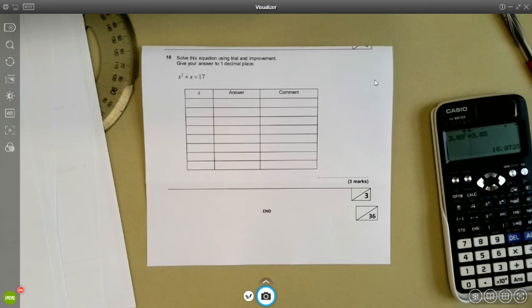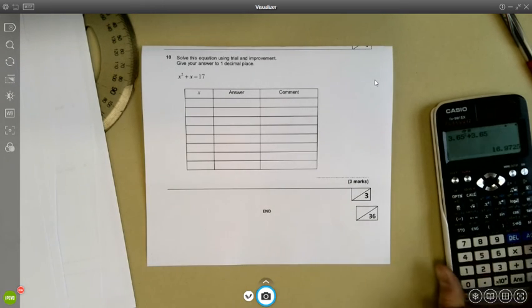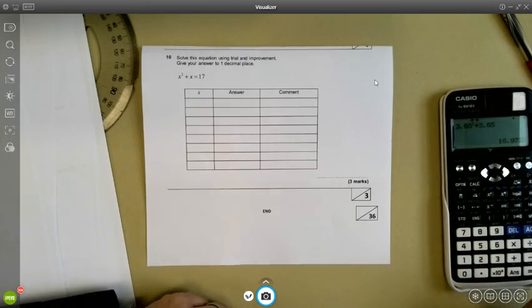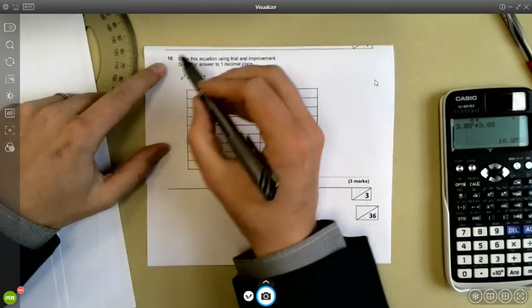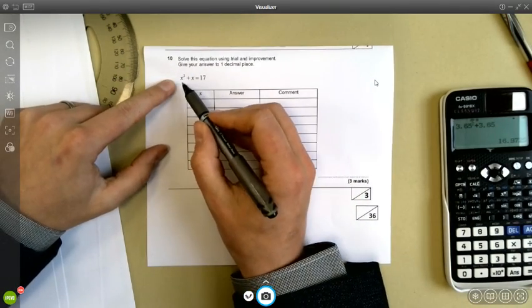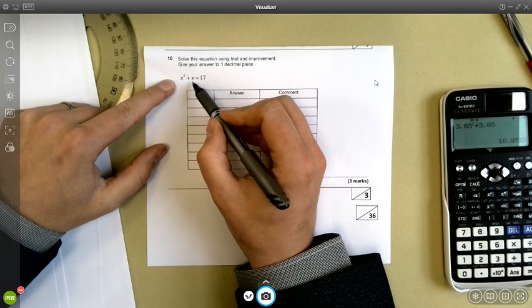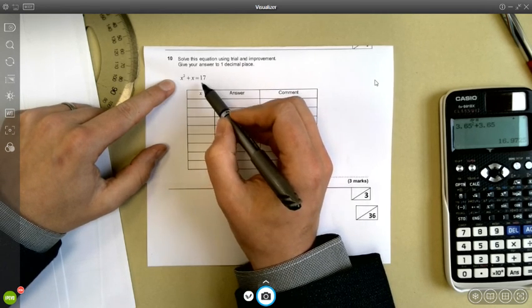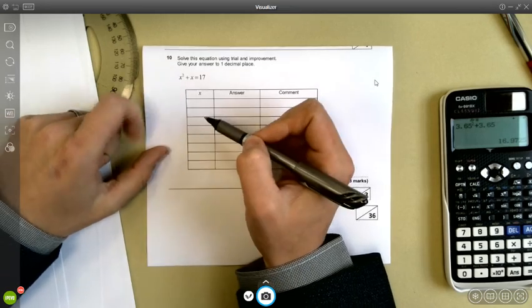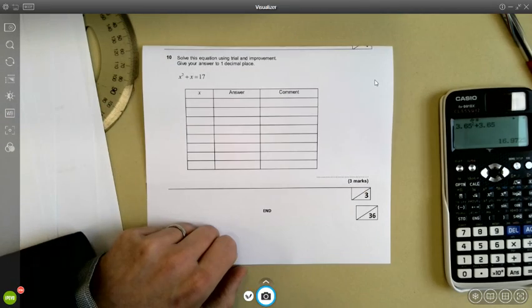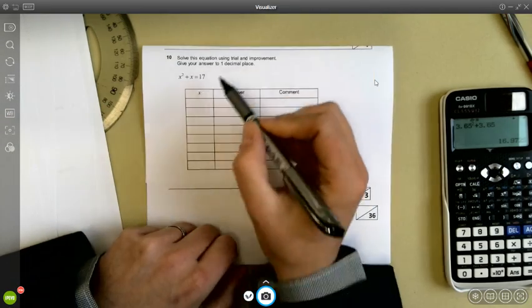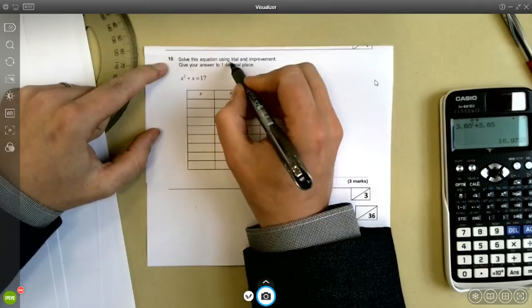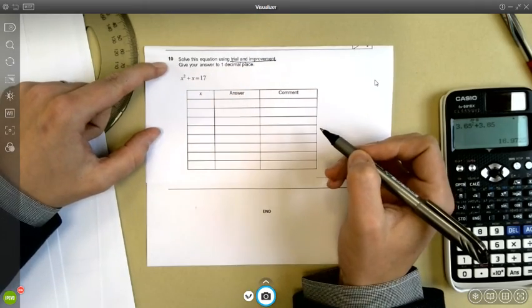Okay, final question, which is the solve by trial and improvement question. So here, what we want to do is solve the equation. So we want to know the value of x, so that when we square it and add on itself, it gives us 17. Now, you wouldn't do this by inverse operations at the level you're working at the moment. So we're going to use trial and improvement. It specifically asks you to do trial and improvement, so we better do that.